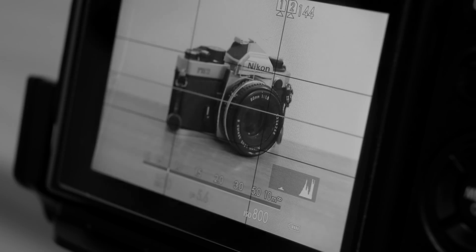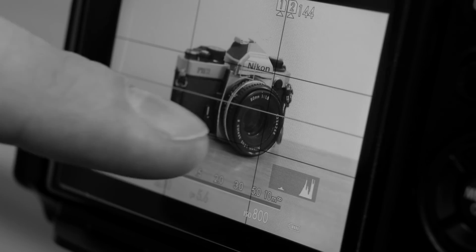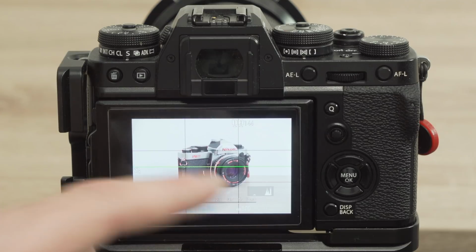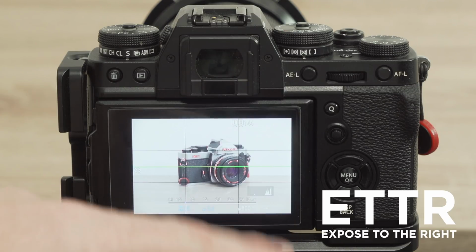I'd say that was about 80% grey, that line there. And there's only a very little amount of it as well. So there's nothing really very much on that side of the histogram at all. So that's really good. That histogram is pushed to the right. We're always looking to expose to the right with the histogram.